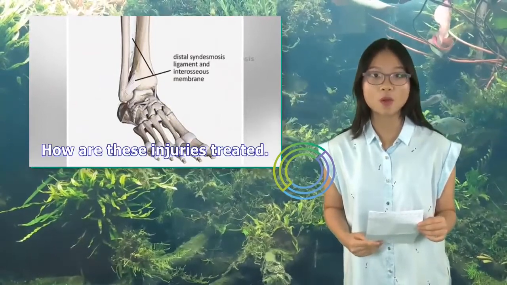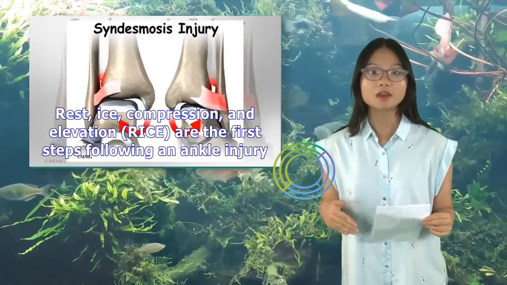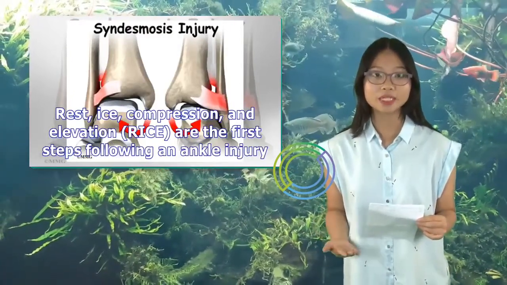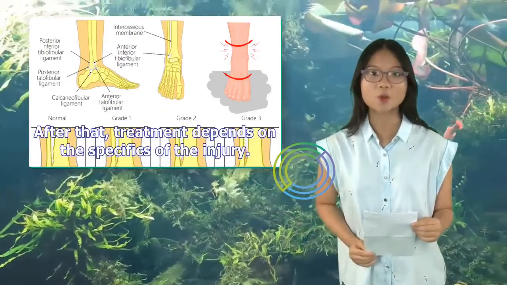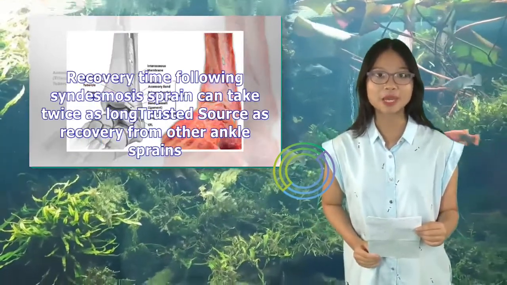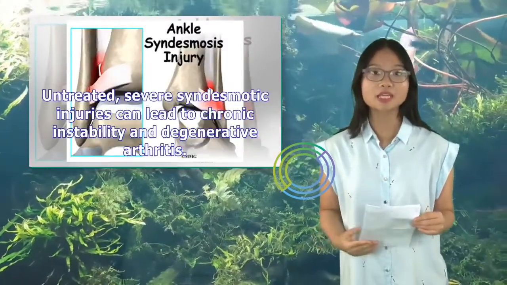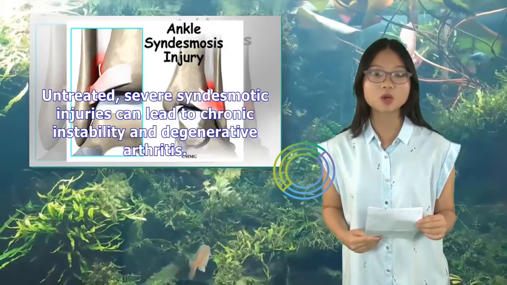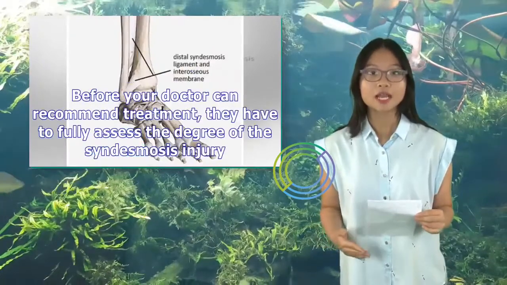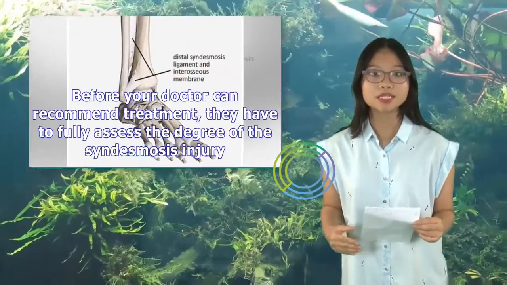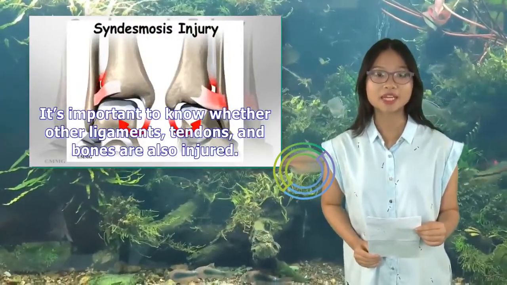How are these injuries treated? Rest, ice, compression, and elevation, RICE, are the first steps following an ankle injury. After that, treatment depends on the specifics of the injury. Recovery following a syndesmosis sprain can take twice as long as recovery from other ankle sprains. Untreated, severe syndesmotic injuries can lead to chronic instability and degenerative arthritis. Before your doctor can recommend treatment, they have to fully assess the degree of the syndesmosis injury. It's important to know whether other ligaments, tendons, and bones are also injured.